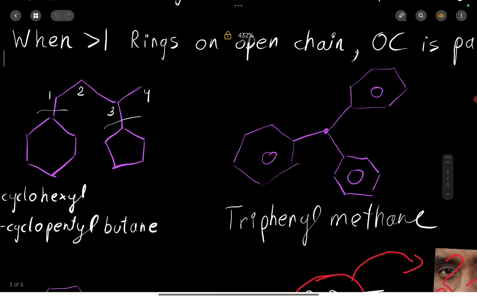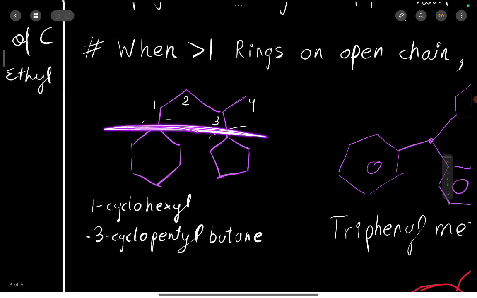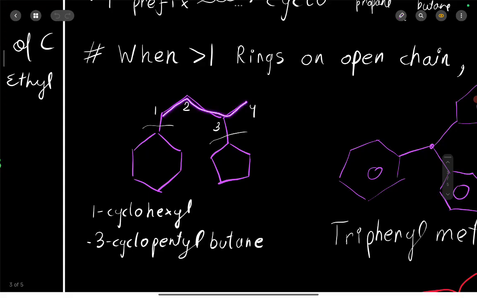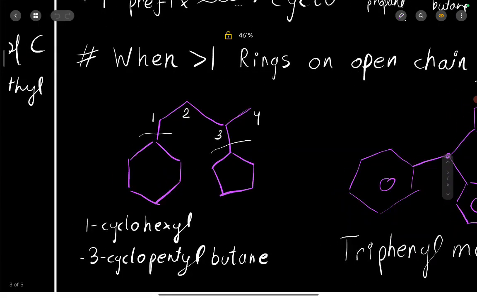Similarly, you can see there are two rings here. So this will be taken as the parent chain. Which way do I number it? Look at the lowest set of substituents. This will give 2 and 4. But if I draw this way, it gives 1 and 3. So this is by default the parent one.